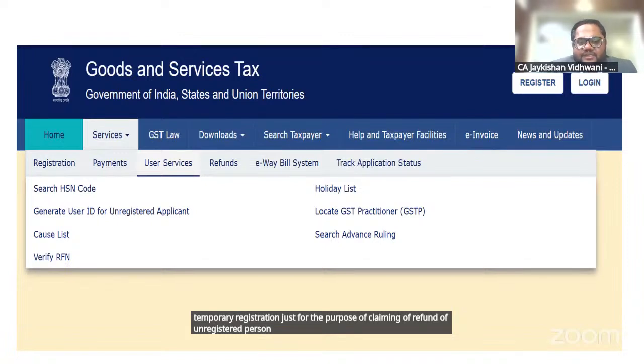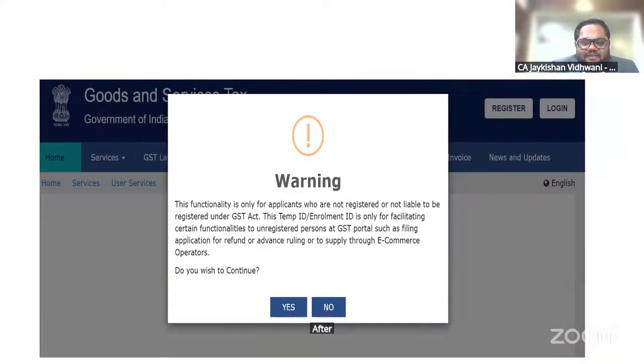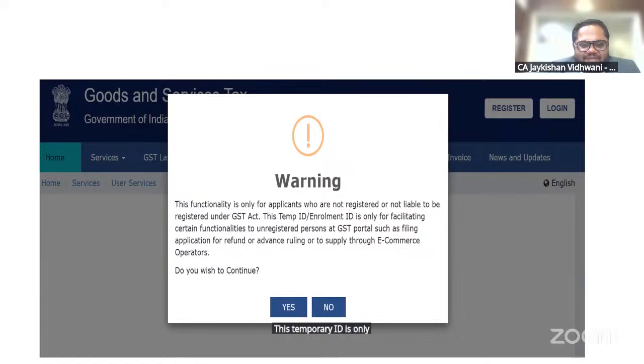This is the procedure wherein, under User Services, we get a tab to generate a user ID for the unregistered applicant. After that, there is a statutory warning that this functionality is only for applicants who are not registered or not liable to be registered under this Act. This temporary ID is only for facilitating certain facilities to an unregistered person.